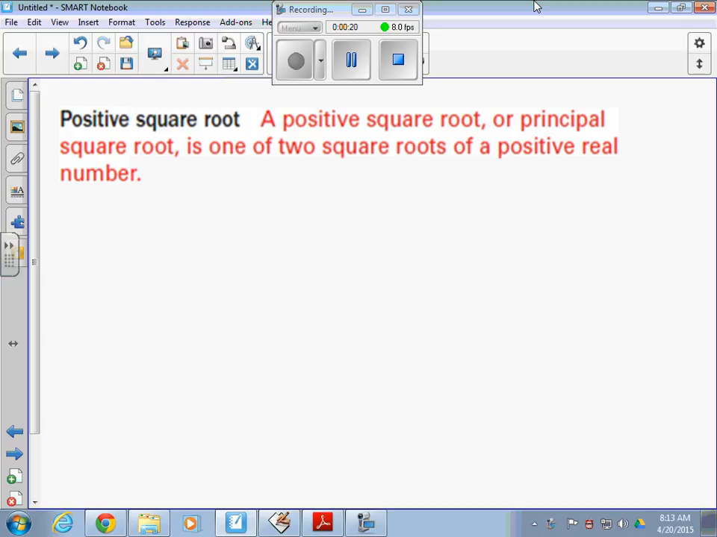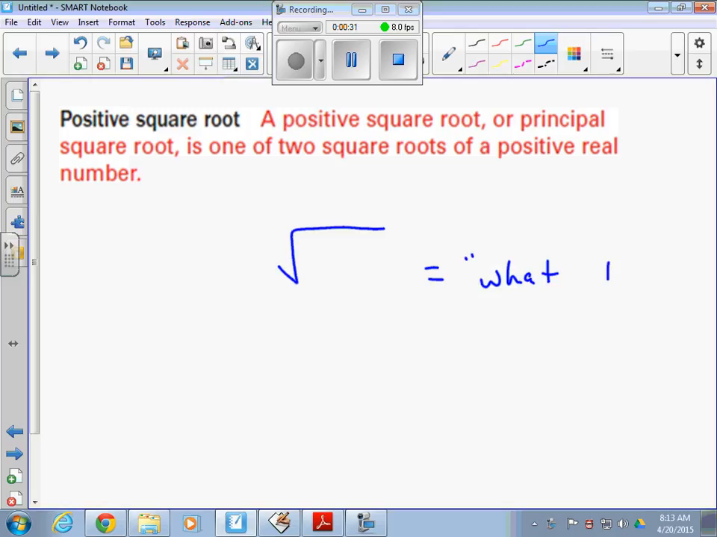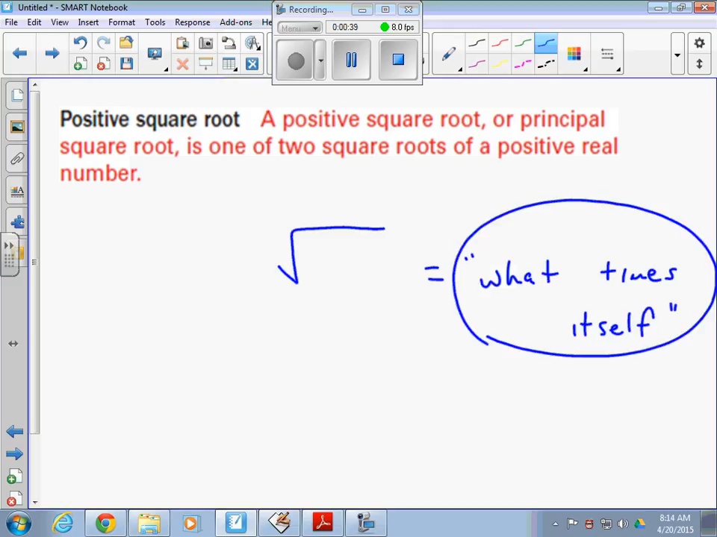Positive square roots. What a square root means is when you see this radical symbol, all it means as far as this class goes is what times itself. It's just like working backwards with something squared, and we'll talk about that in just a few minutes as far as being how you undo it in our order of operations. A positive square root is sometimes called a principal square root. A principal square root is one of two square roots of a positive real number.